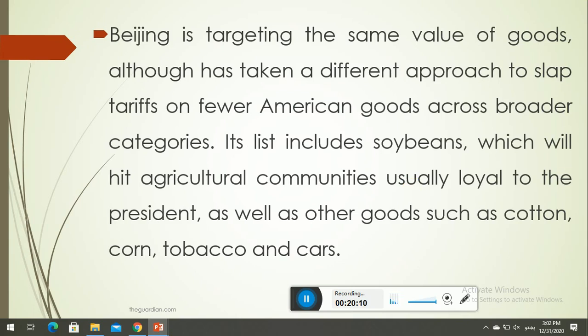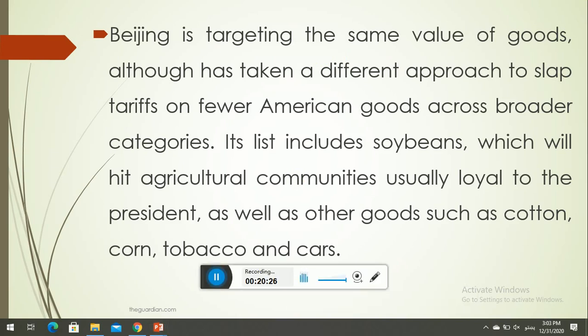So it's not only the US that is imposing tariffs on China. Beijing is targeting the same value of goods. They have shown their reaction, and they have imposed tariffs on American goods as well. So Beijing is targeting the same value of goods, although it has taken a different approach, slapping tariffs on fewer American goods across broader categories.